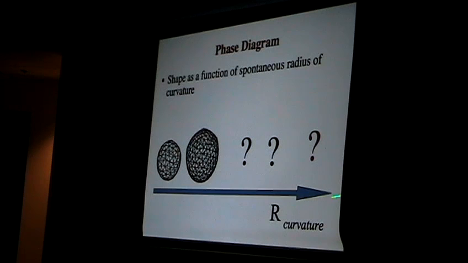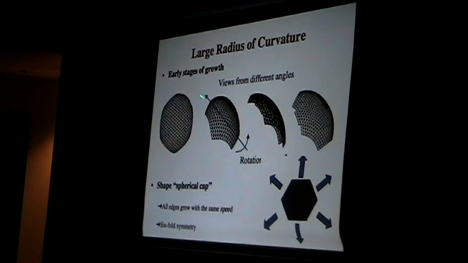So this is our phase diagram. Here we have the spontaneous curvature on this axis, and we look at the shape. We see here when the radius of spontaneous curvature is small. Now I go to the other end of the spectrum and look at the larger radius of curvature. When the radius of curvature is large, first the shell starts to grow as a spherical cap, and it grows with the same speed in all directions, but at some point it's impossible to make a spherical shell from the hexamers.